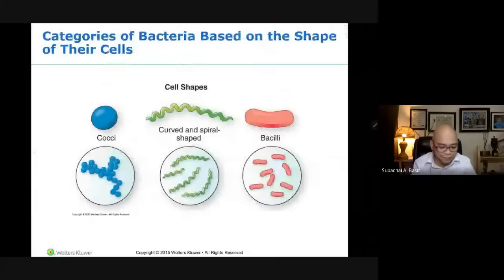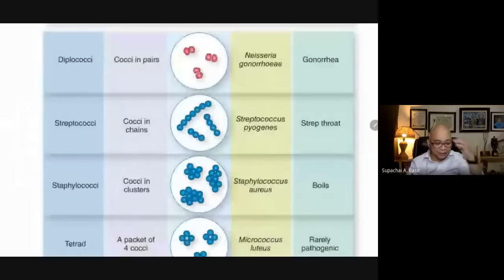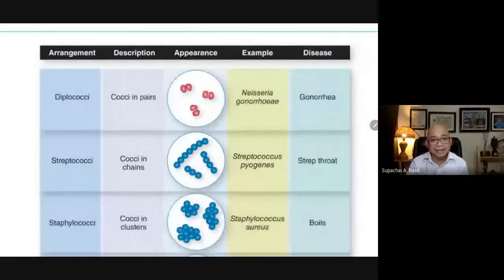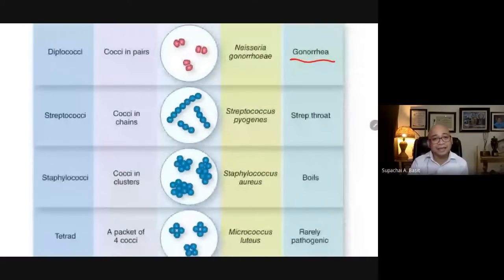So again, we have here the cocci, curve-shaped and spiral-shaped bacteria, and then we have bacilli. Streptococci are actually seen in chains. Diplococci are actually seen in pairs. So we have Neisseria gonorrhoeae, the causative agent of gonorrhea. We have Streptococci, which are in chains. An example is Streptococcus pyogenes, which can cause strep throat.